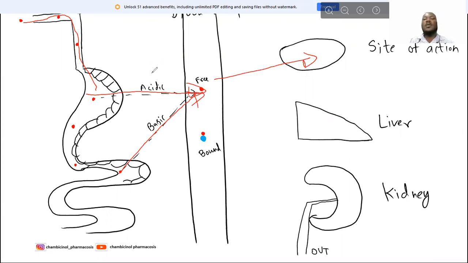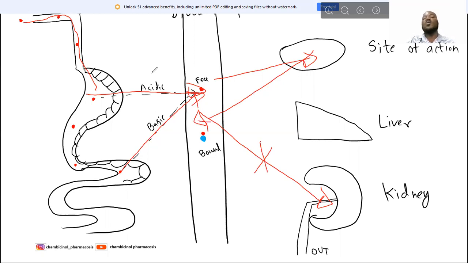Once it provides the pharmacological effect, the drug has to be eliminated from the body. It will go back into the systemic circulation, then be eliminated via the organ responsible for excretion. In this case, the kidney will excrete the drug. But it will not be possible for the drug to be excreted because the drug is lipophilic.